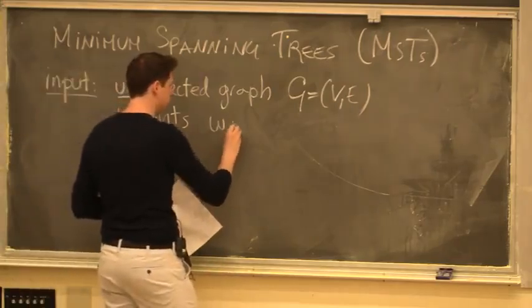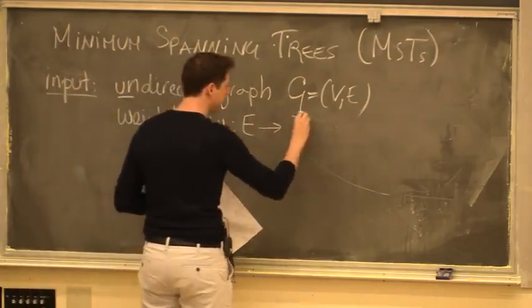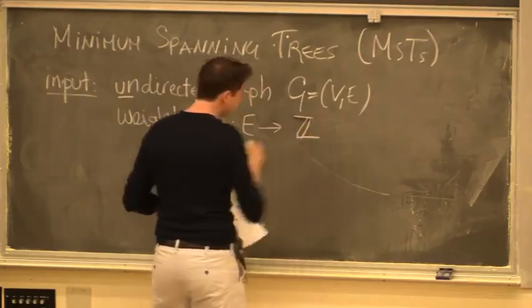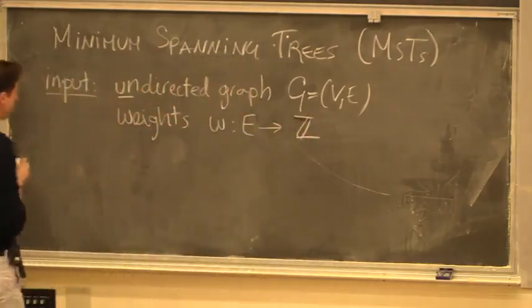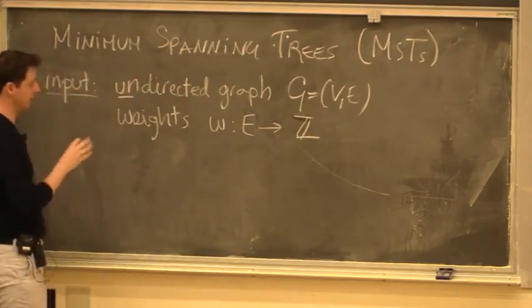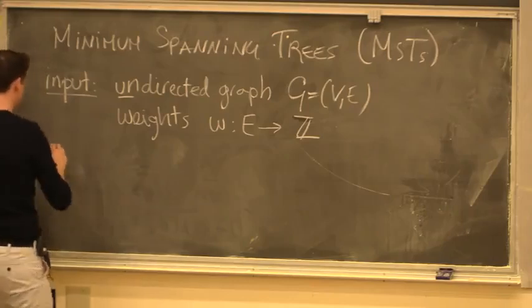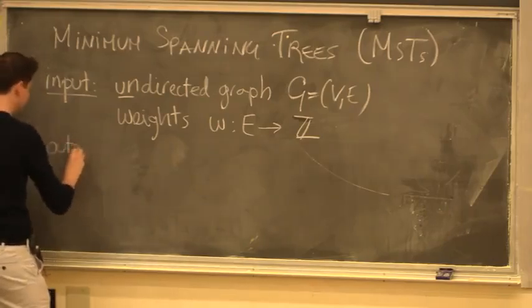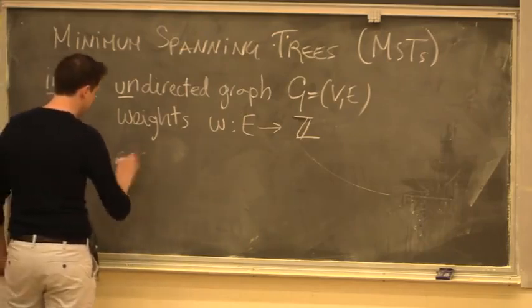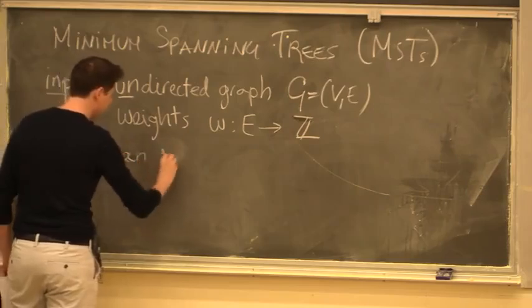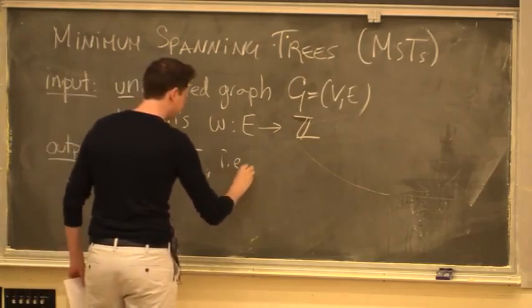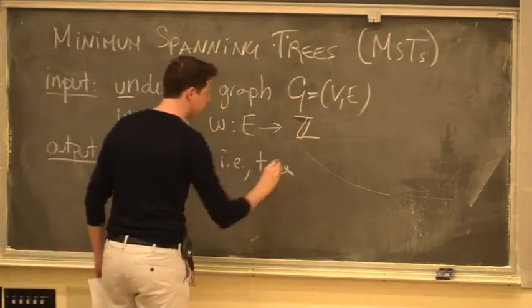Okay, and actually, it will not matter a whole lot whether the edge weights are positive or negative. I'll explain why in a moment. And what you want to find is a kind of an MST. Okay, what is an MST? So it is a tree T.